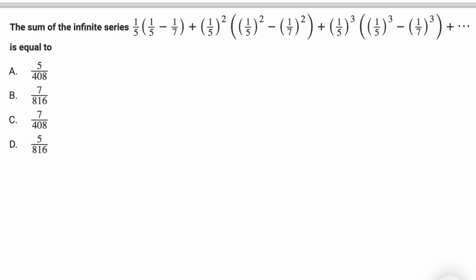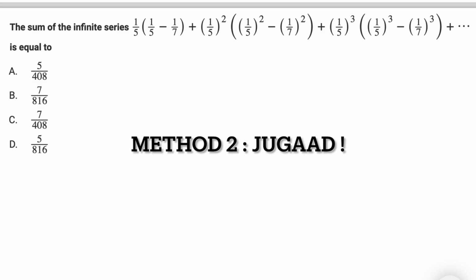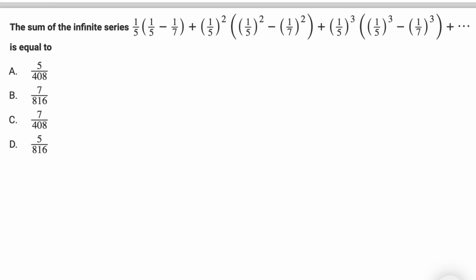Now that was the conventional method. I'll tell you a quick shortcut for all such questions now. And for that we will need the on-screen calculator though. So 1 by 5 into 1 by 5 minus 1 by 7. Let's calculate the approximate value for this particular term.